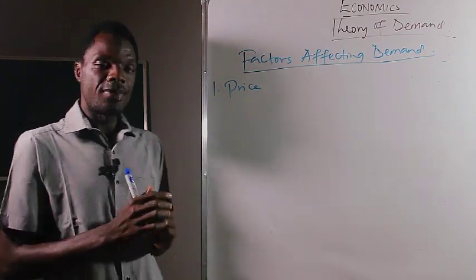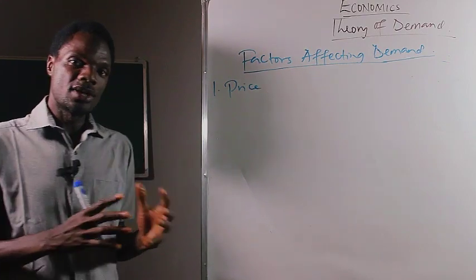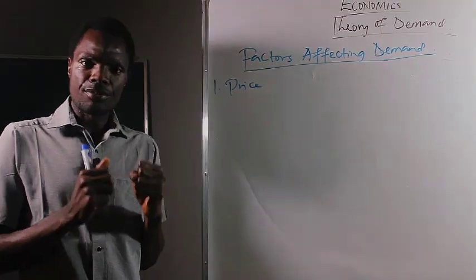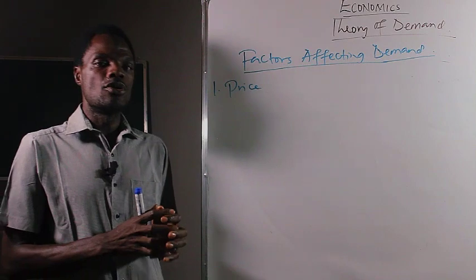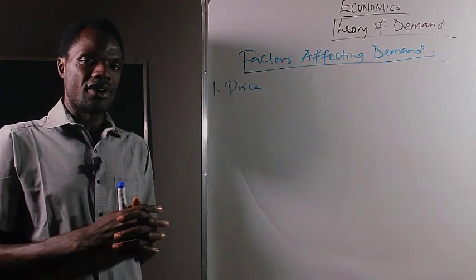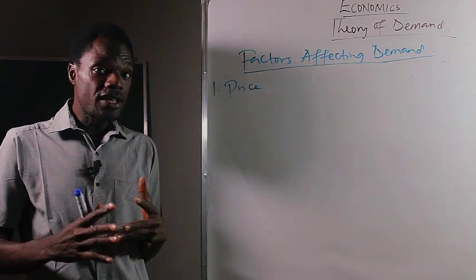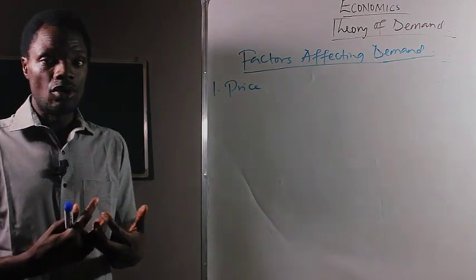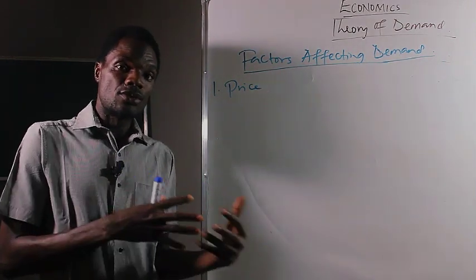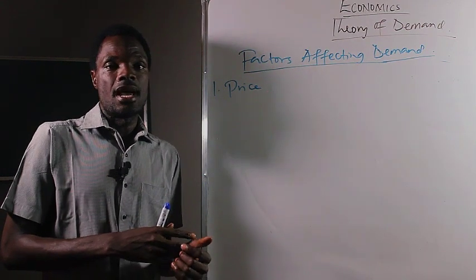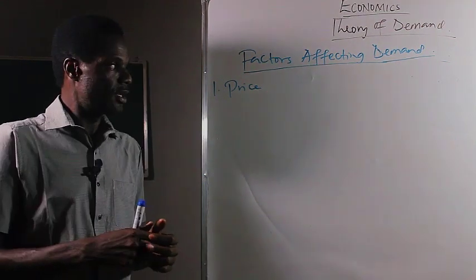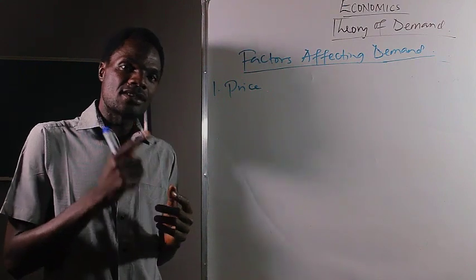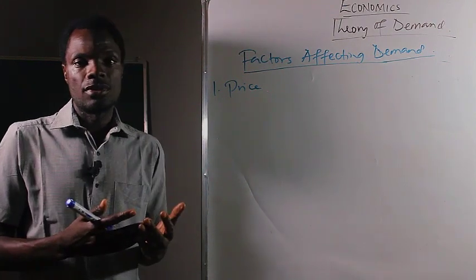The first thing is price. Anything that is being sold in the market has a price. The amount of money payable per unit of an output is referred to as a price. Now, if the price of a good or service is increasing, as I said in the law of demand, the demand for that good will decrease, and vice versa, other things being constant. So the first thing that has influence on the demand of a good is the price.